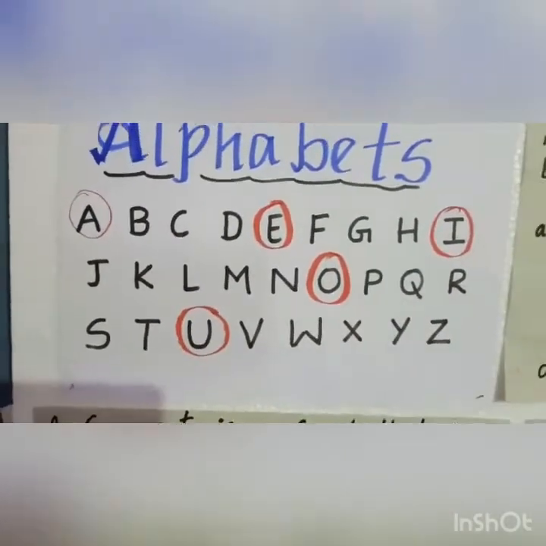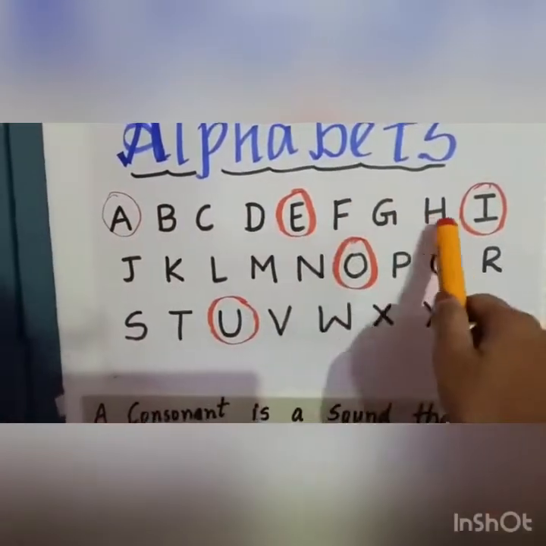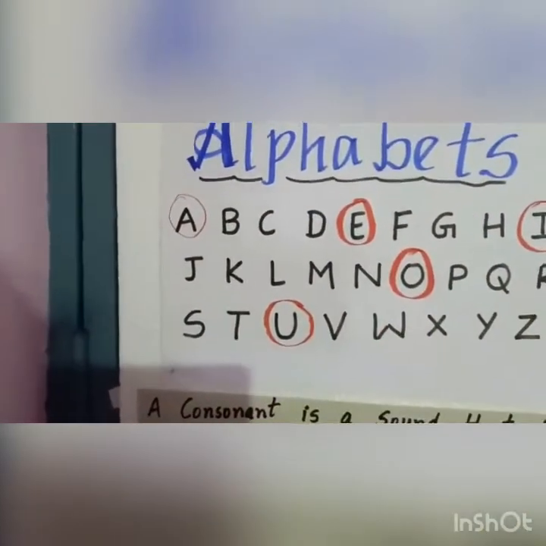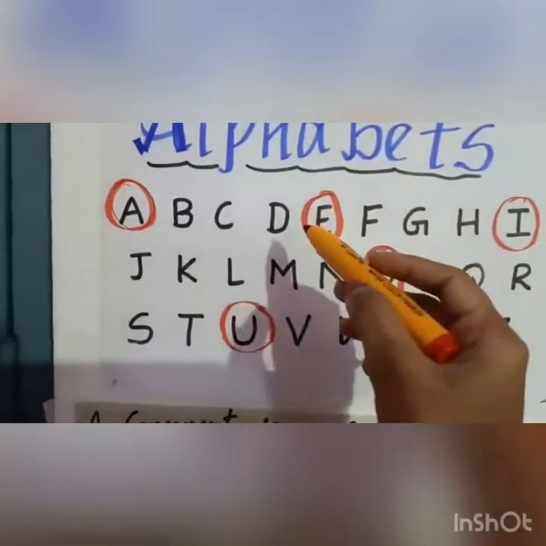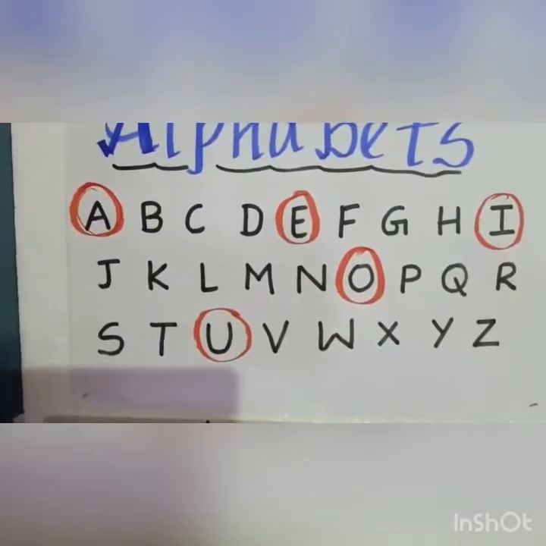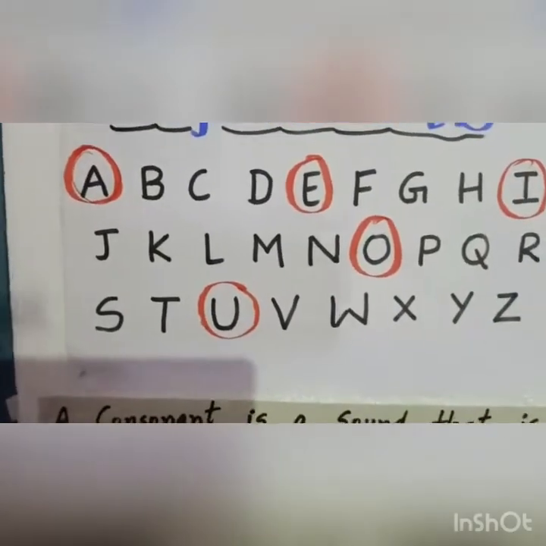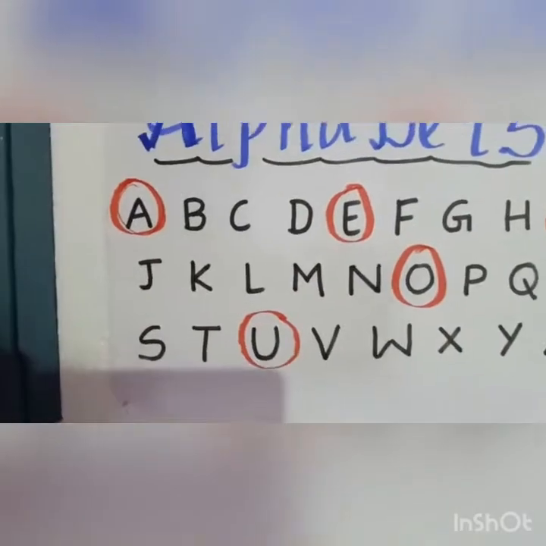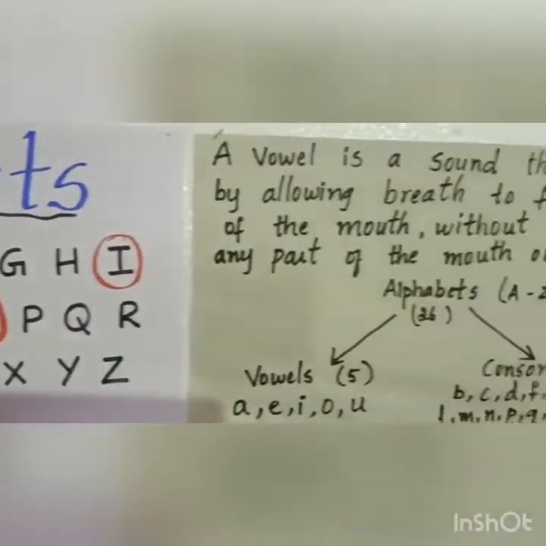Totally how many are there? 1, 2, 3, 4 and 5. These 5 are your vowels. Remaining all these are your consonants. Understood children? A is our vowel, E is our vowel, I is our vowel, O is our vowel and U is our vowel. Totally we have how many? 5.